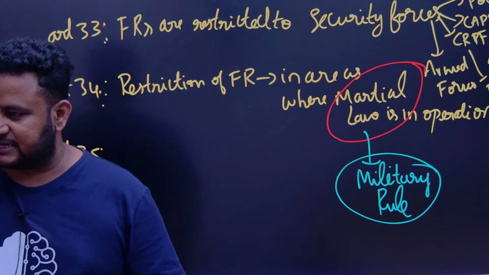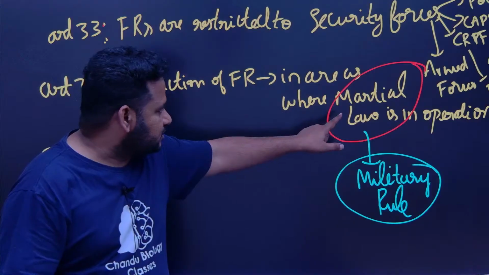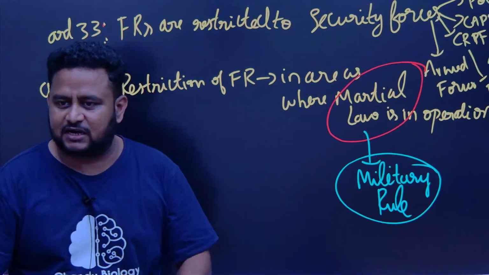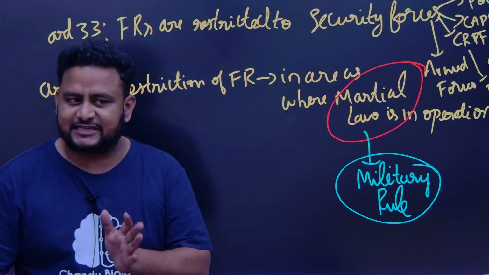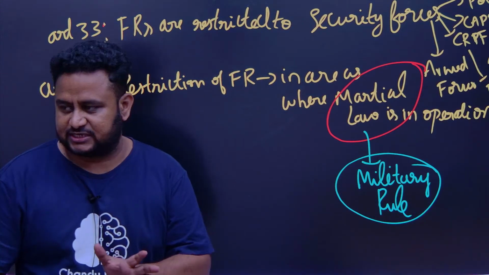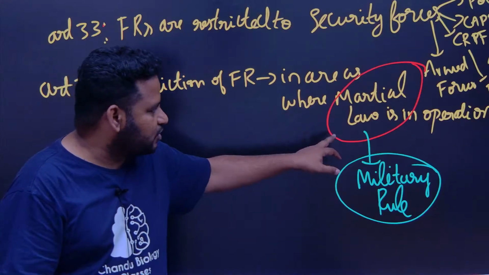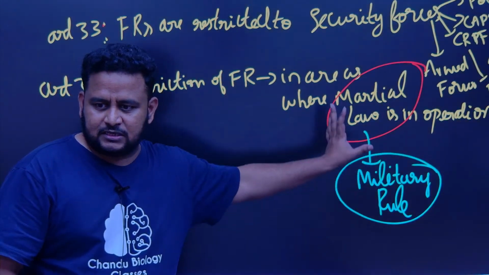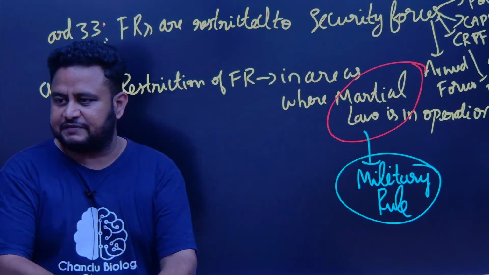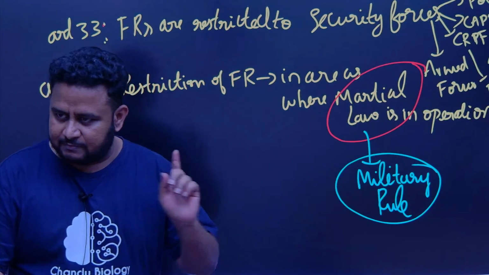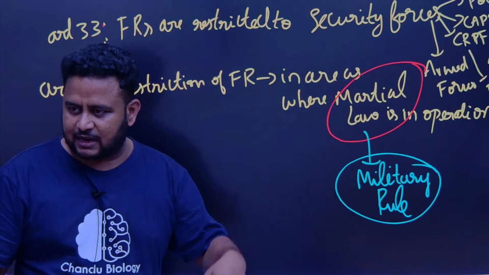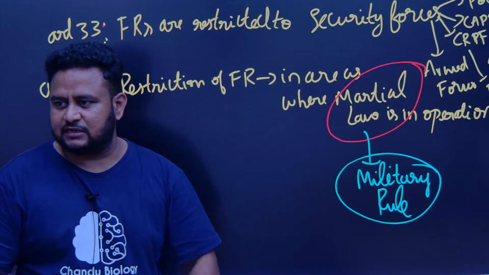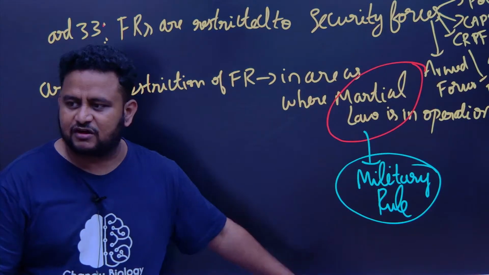But in those areas where martial law is in operation, fundamental rights are restricted. We are not saying that you will not be given fundamental rights. Fundamental rights are there, but they are highly restricted. Martial law means where military rule is there. In such areas you don't have a CM or governor or anything. The Indian government will authorize the Indian army to come and take control of that area until peace is restored.